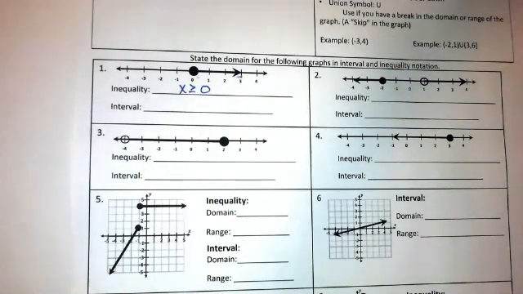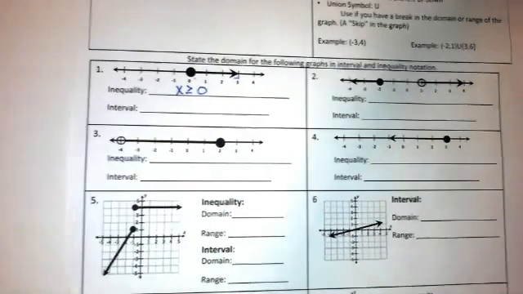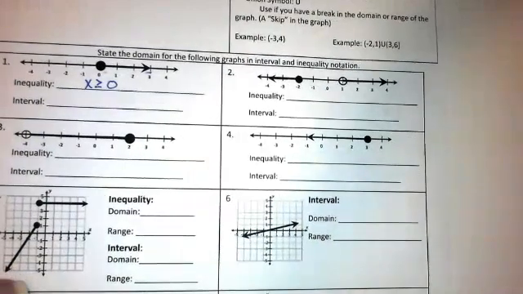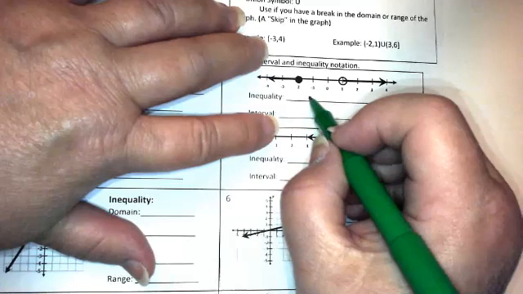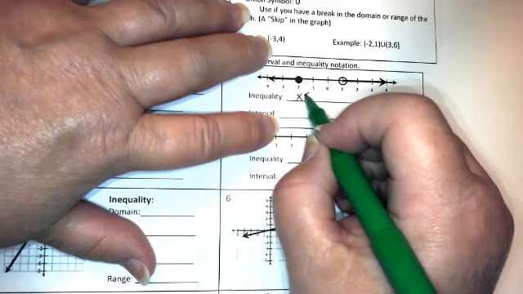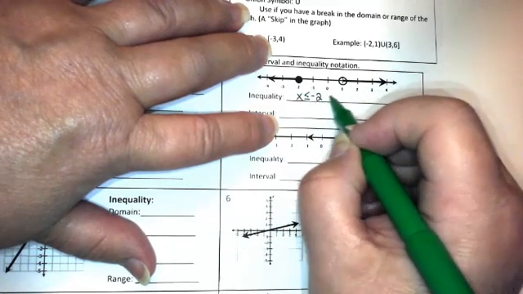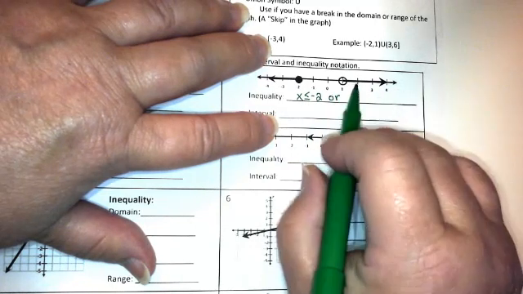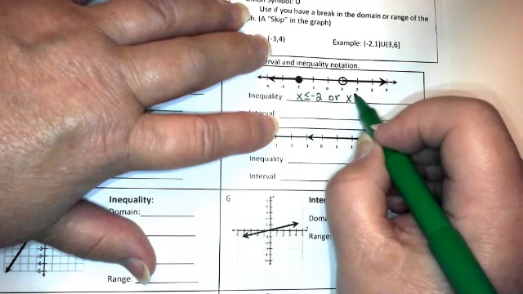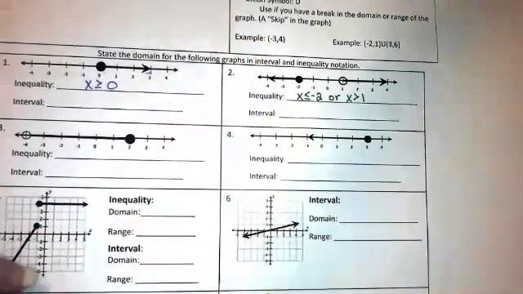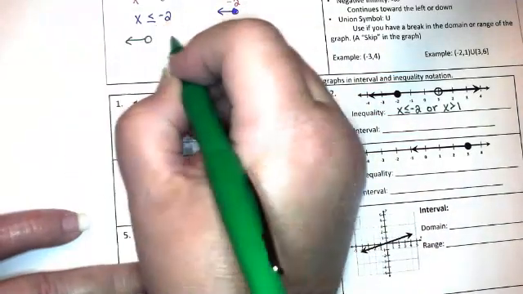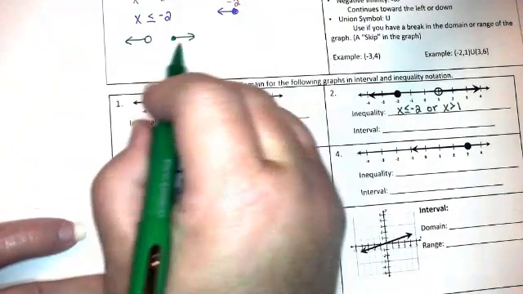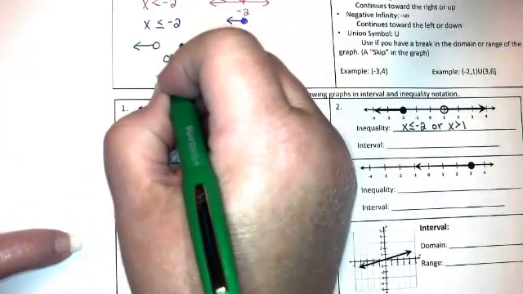Check out number 2. Now this one's a little bit different. It's got 2 things going on. So we're going to write it in 2 pieces. We're going to say x is less than or equal to -2, or, then we count the other one, x is greater than 1. So in our notes, we can say if I've got something with 2 pieces going opposite directions, I put or in between.